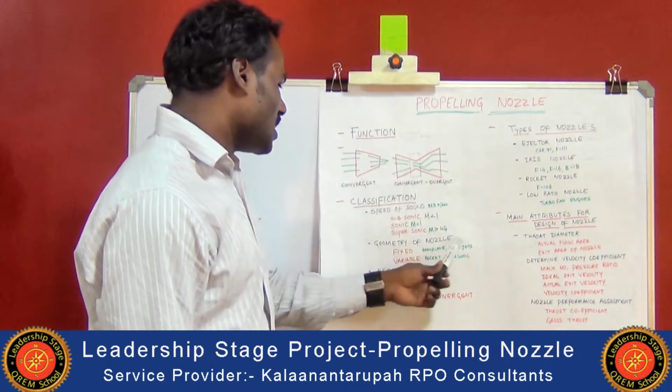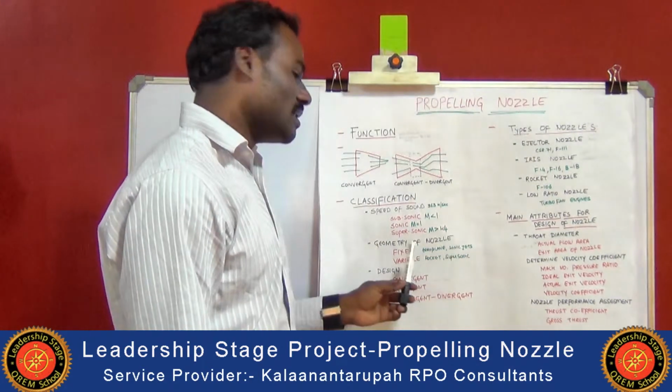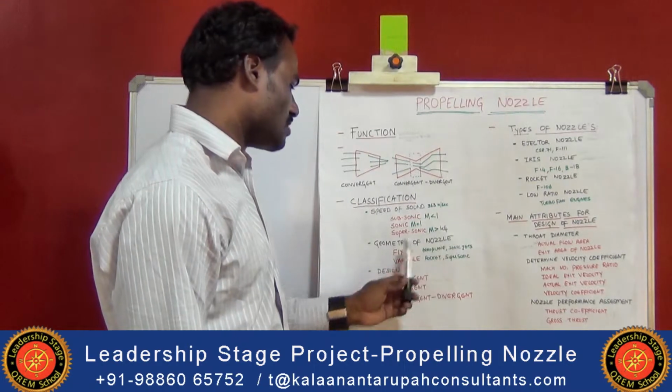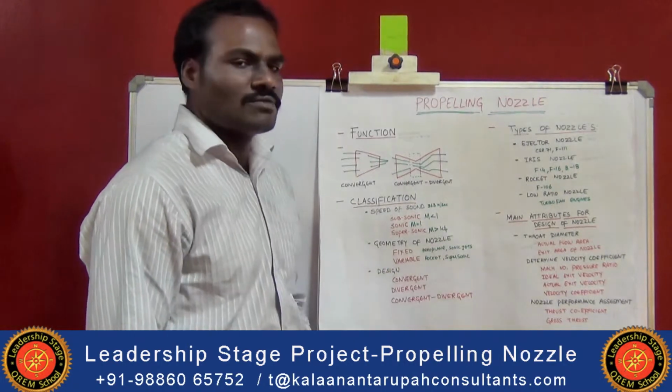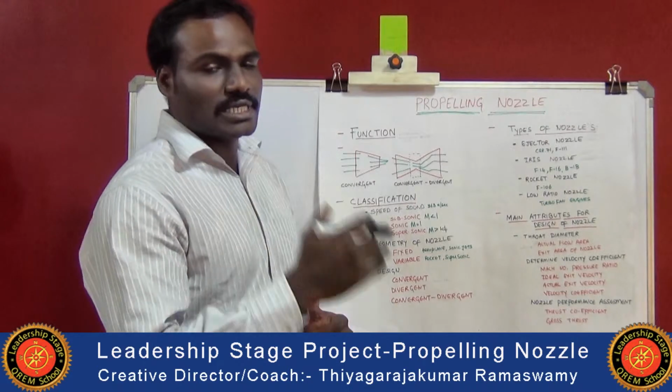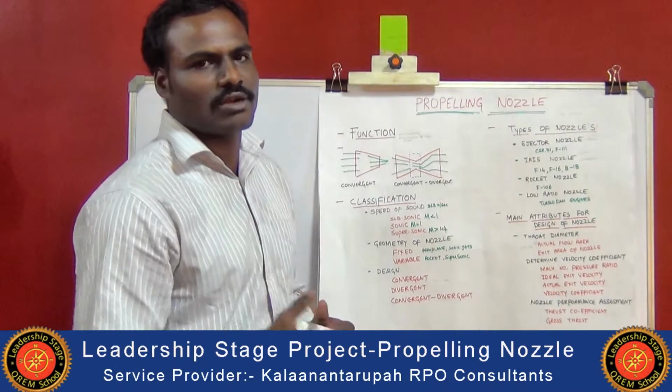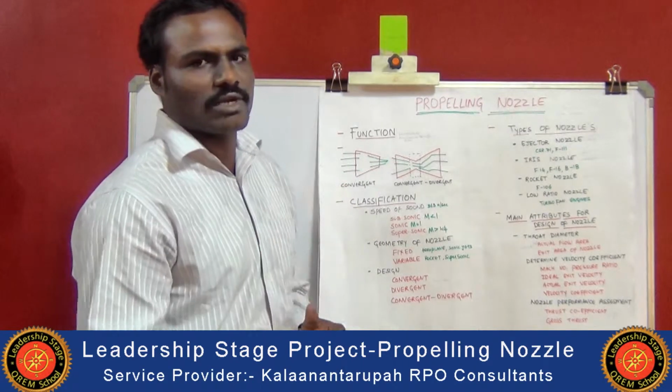With respect to the geometry, there are two types of design: the fixed model as well as the variable model. In the fixed model, we design the nozzle with a fixed diameter, so that we can't change the diameter of the nozzle, including the throat value.